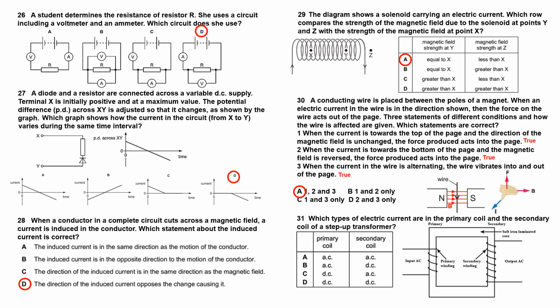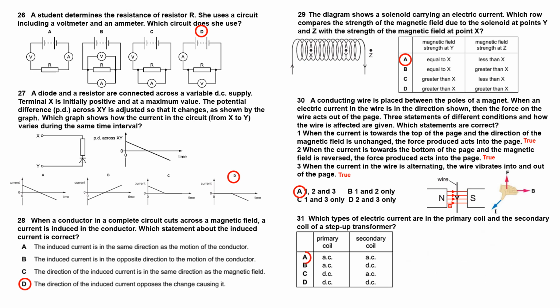The iron core is easily magnetized and carries the changing magnetic field from the primary coil to link the secondary coil. Alternating voltage is induced in the secondary coil. The induced voltage causes an alternating current to flow. Therefore, both the primary and secondary coils of a step-up transformer must use alternating current.